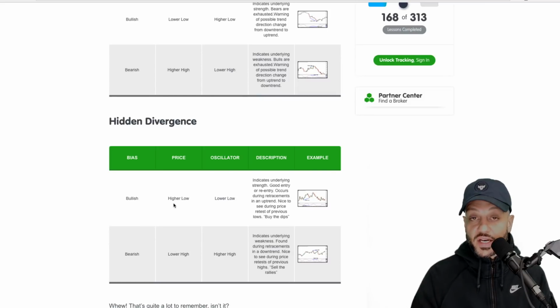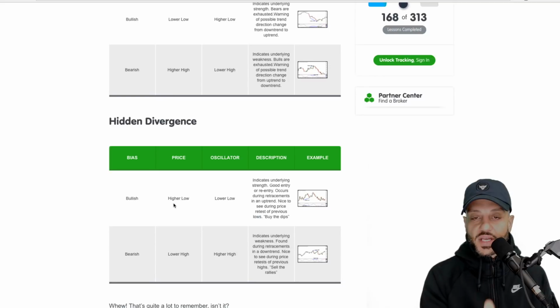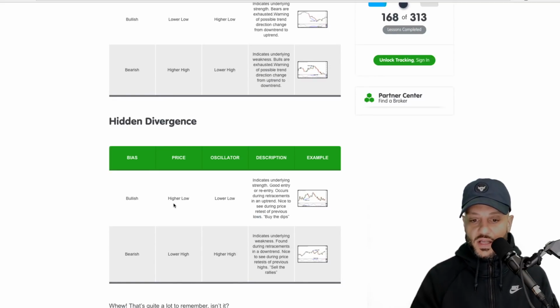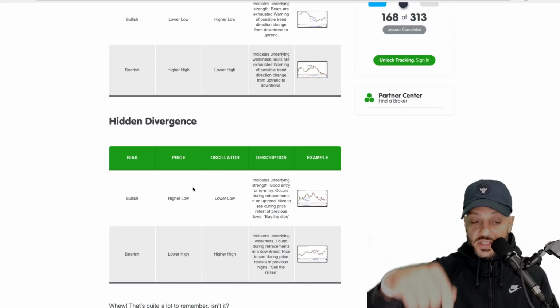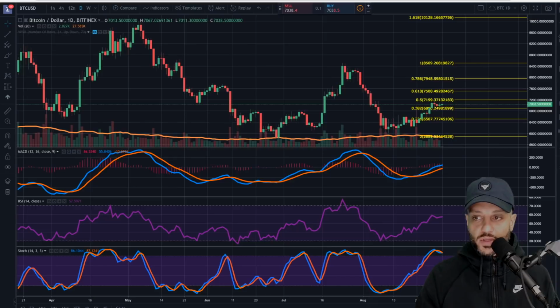So a bullish hidden divergence would be you're already on a rally and it's just indicating that this rally will continue. If you're in a decline, it just means that that decline will continue. Again, I will post this in the description. All right, now let us take a look at an example of a bullish divergence.